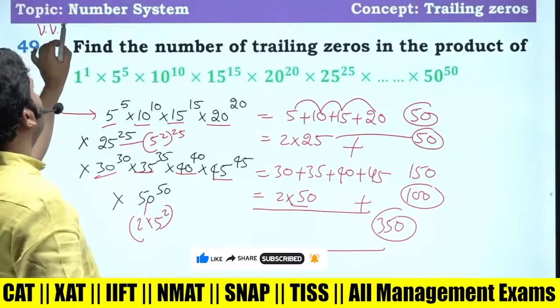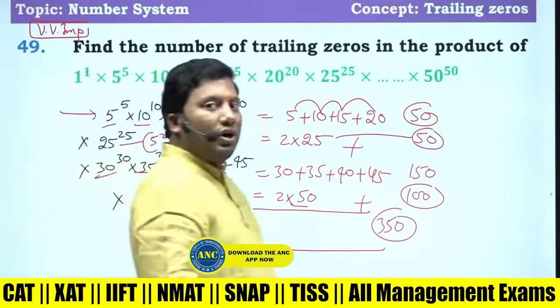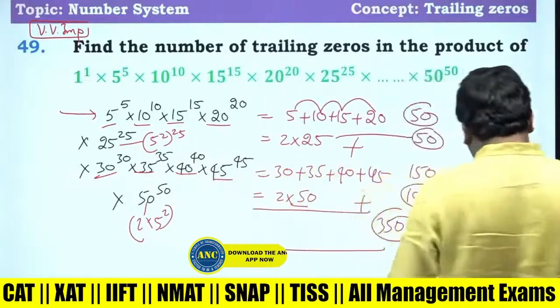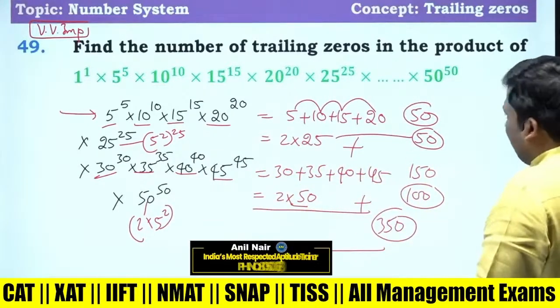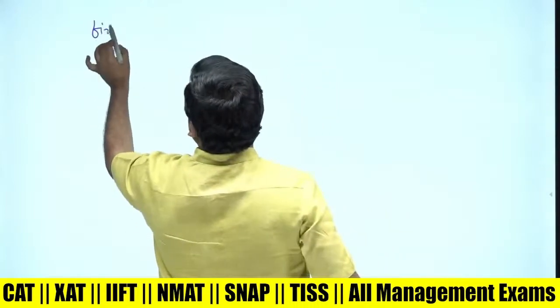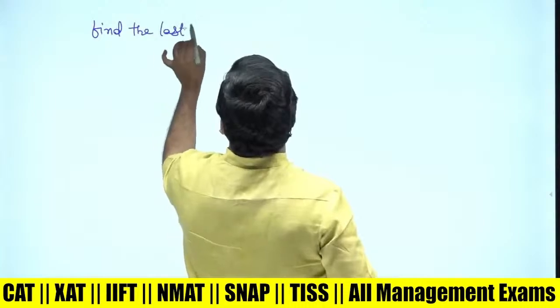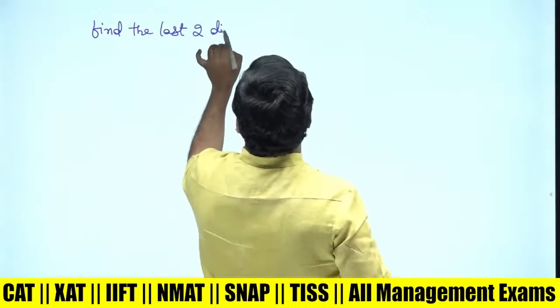Trailing zeros, session number 2. It is a very, very good class where we are going to discuss level 3 questions. I hope this idea is clear. Please write down, sir. Find the last 2 digits for, because we did that question. Let me find it out.